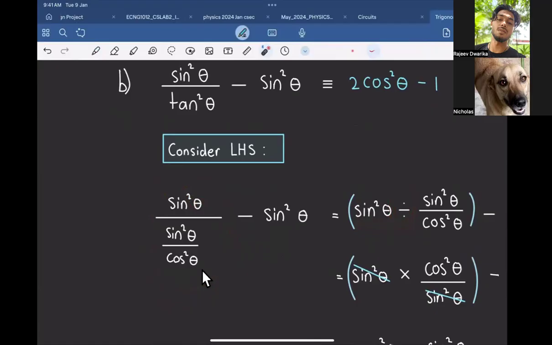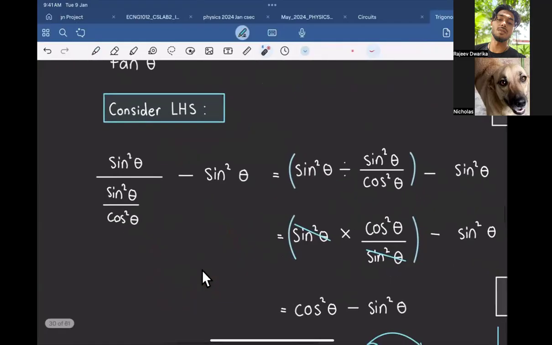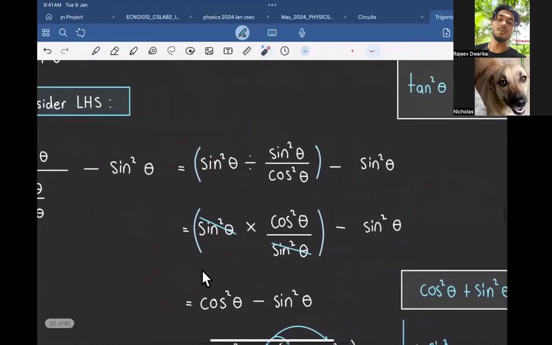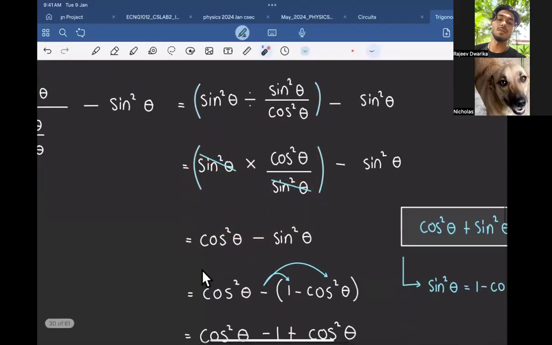Right, you skipped a little step. It is really sine squared theta divided by sine squared theta over cos squared theta. If you change the division to multiplication, you have to invert the term after. So you have to flip the sine squared theta over cos squared theta. When you do that, the sine squared theta could cancel off with the sine squared theta, so the only thing you end up with inside here is cos squared theta. So you have cos squared theta minus sine squared theta.